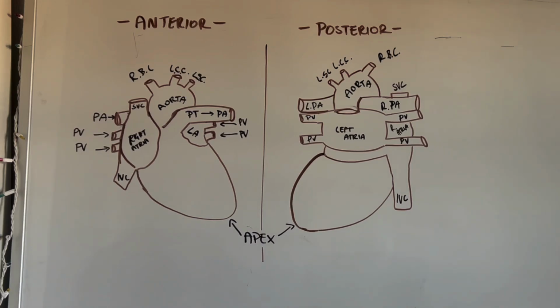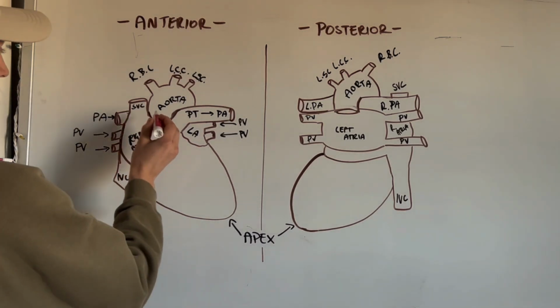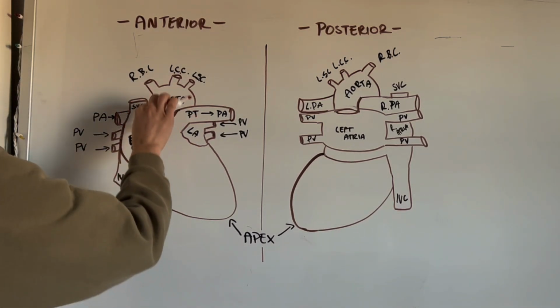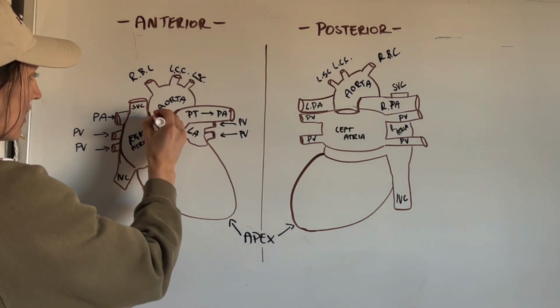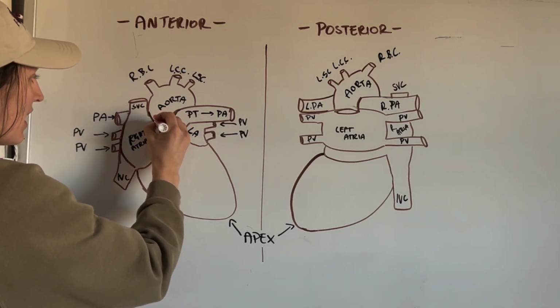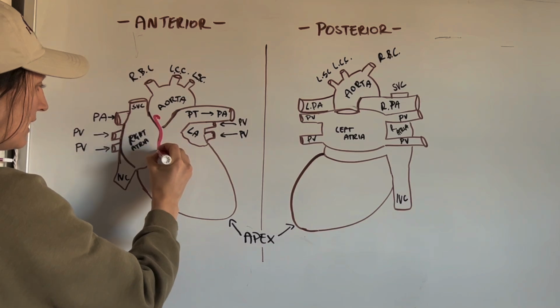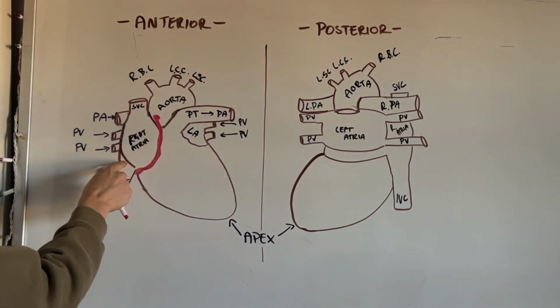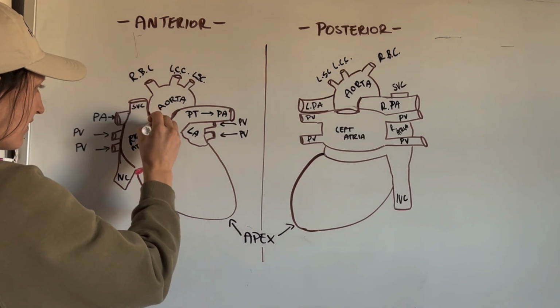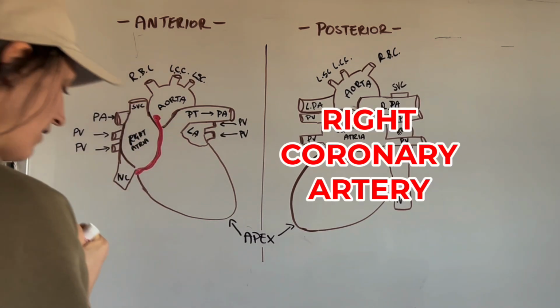So let's begin. Our right coronary artery comes off the right aspect of our aorta. So it's over here by our right atria. So it's going to come off of the aorta itself and then run in between the right atria and the right ventricle, just below it. That's where you'll always find this right coronary artery.